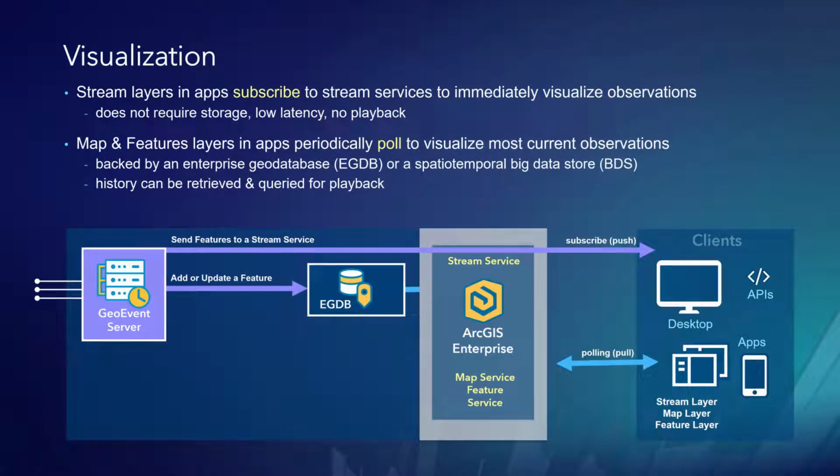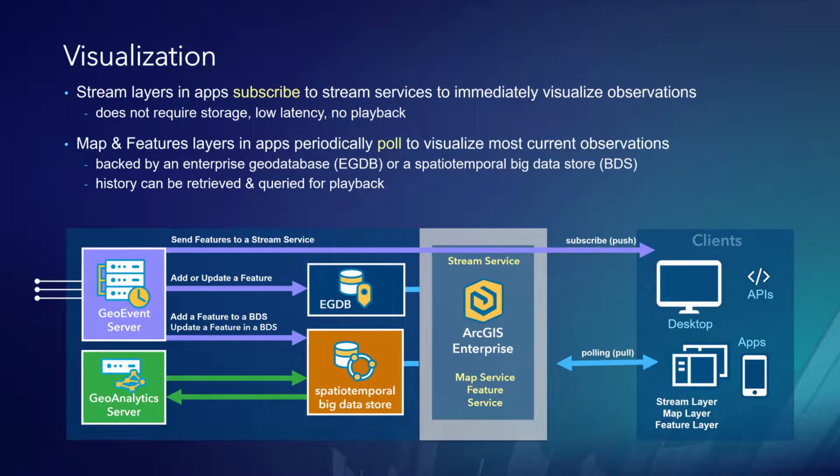As I mentioned, you can add and update features to an enterprise database, and that allows your clients, desktop, web apps, APIs, to pull the data and get the data out of the database, whereas stream services allow you to receive it directly via push.